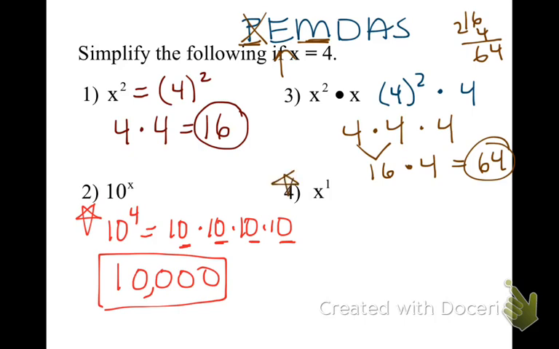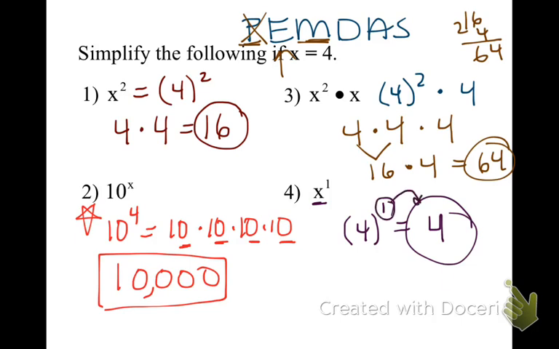Now, let's see if we can do number 4. Number 4 is a little tricky. Let me look at number 4. So here's my x. So I put in my parentheses 4 to the 1st power. Now, what's my power? 1. So how many times should I see 4? I should see it once. So 4 to the 1st power is just equal to 4. It's just equal to itself. Because the 1st power should show up only once, and that's what it does, only once.